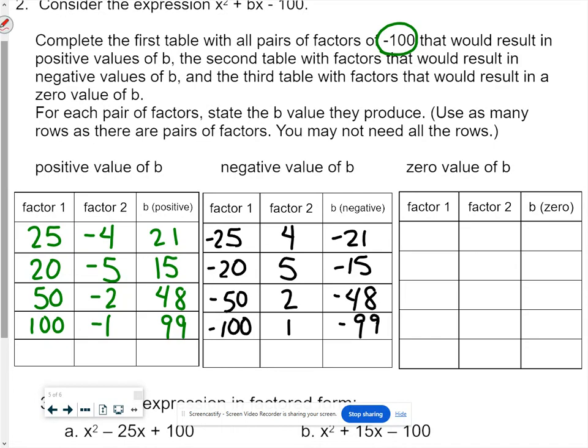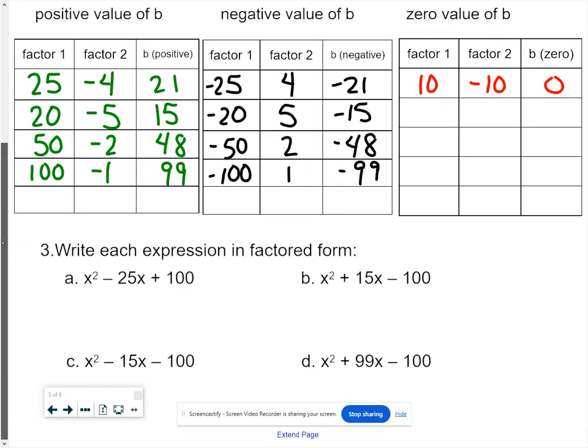The one that I didn't use is the 10s, right? If I had a positive 10 and a negative 10, when I add those two together, my sum is 0. That's the only one that can give me 0 for that. Okay, now let's use those tables and take a look at these 4 problems that we want to factor. We want to put them into factored form.